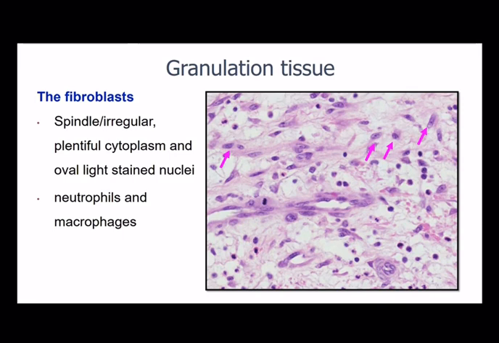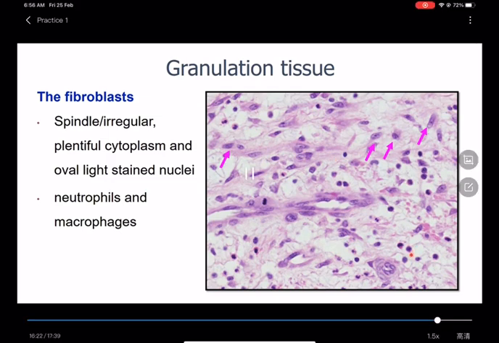At high magnification, we find lots of fibroblasts, just like this red arrow points to. They are spindle-shaped or irregular, with plentiful cytoplasm and oval light-stained nuclei. In the background, I can see some neutrophils, like this one, and some macrophages, like this one.